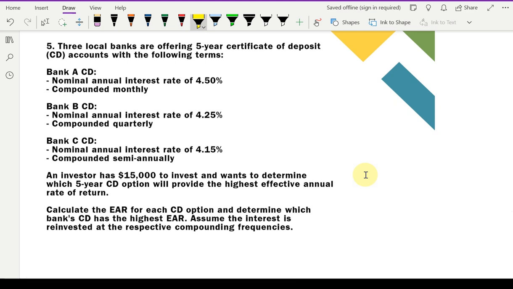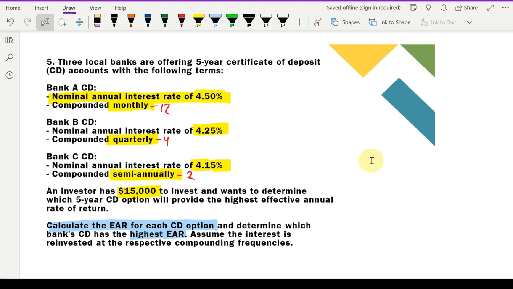So there are 3 local banks offering 5-year certificate deposit accounts with the following terms. So very similar. Bank A has a nominal interest rate of 4.50, compounded monthly. Bank B has a nominal annual interest rate of 4.25, compounded quarterly. And Bank C has a nominal annual interest rate of 4.15, compounded semi-annually. So let me just write monthly is 12 periods, quarterly is 4 periods, and semi-annually is 2 periods. So an investor has $15,000 to invest and wants to determine which 5-year CD option will provide the highest effective annual rate of return. That's not the question, right? Calculate the effective annual rate for each CD option and determine which bank CD has the highest EAR. Assume the interest rate is reinvested at the respective compounding frequencies.